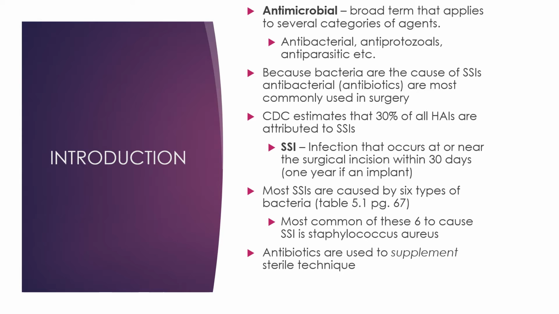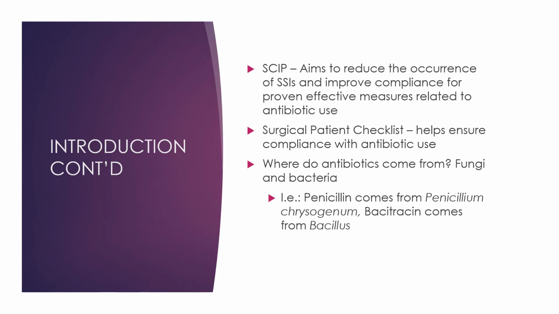Okay, antibiotics are used to supplement sterile technique, never replace it. Okay, SCIP, which we have talked about several times before, aims to reduce the occurrence of SSIs and improve compliance for proven effective measures related to antibiotic use. We also have the surgical patient checklist, which helps ensure compliance with antibiotic use. And where do antibiotics come from? They come from fungi and bacteria. An example is penicillin, which comes from Penicillium chrysogenum, and bacitracin, which comes from Bacillus.